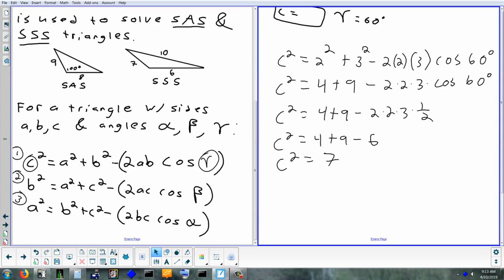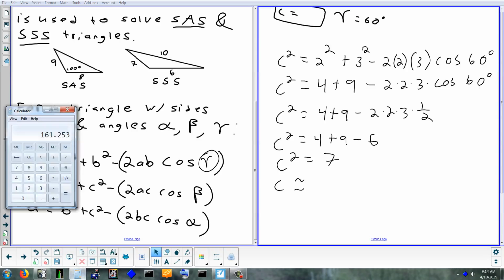Last thing I need to do to get c alone is what? We're going to square root it. Now I'm going to put approximately equal because I'm going to round it. I haven't done any rounding in this problem yet. Now I will. So the square root of 7 is about 2.646.